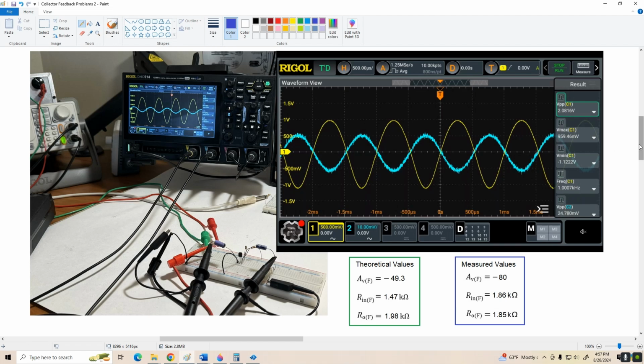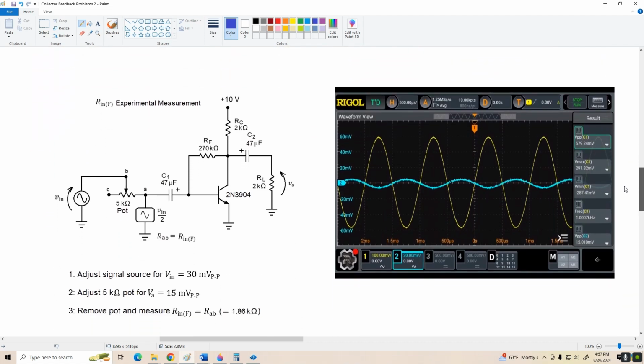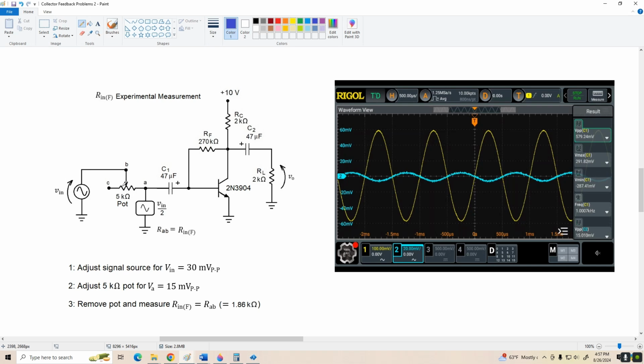All right, now just as a refresher to show you how I measured the input resistance, we'll go on down to the next slide. What I did was put a 5 k ohm potentiometer in between my V-in source and the amplifier. I set V-in to 30 millivolts peak to peak and adjusted this pot until V-in applied to the base was half of that, or 15 millivolts peak to peak. Here's a scope trace representing the measurements, and when I removed the pot and measured the resistance from terminal A to B, I got 1.86 k ohms.